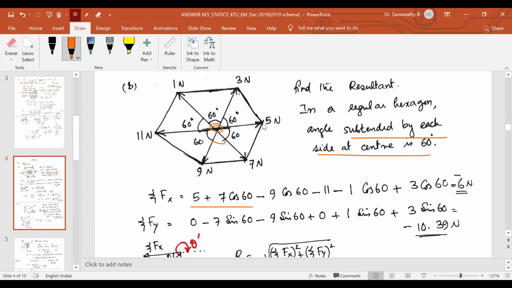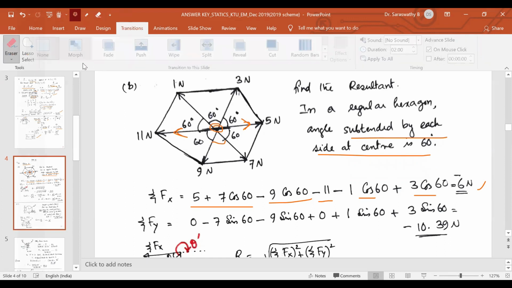Let us see sigma fx or sigma h. Horizontal forces. First, towards right it is positive. So 5. The 7, when you resolve it, it will be in this direction. So 5 cos 60, 7 cos 60 positive. This 9, when you resolve it, it will be along this side. So minus 9 cos 60, 11 towards left, so minus 11. This 1, when you resolve it, it will also come in this direction. So it is 1 cos 60. This 3, when we resolve, it will be in this direction. So it is positive. So adding together, we get sigma fx minus 6 Newton.